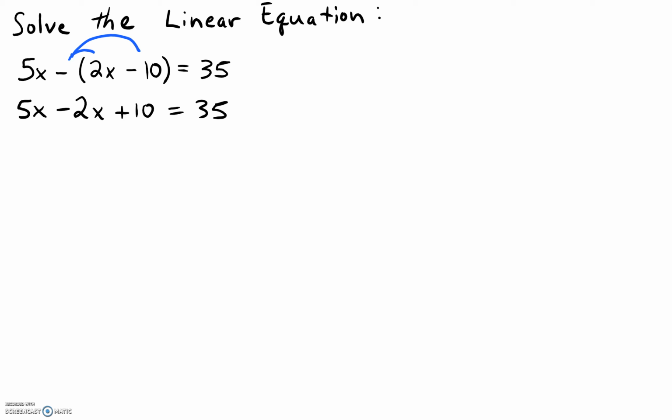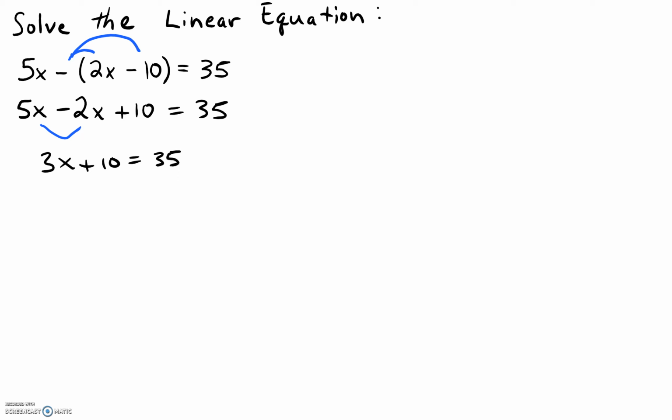Now we've simplified this to 5x minus 2x plus 10 equals 35. So we can go ahead and combine the 5x and the 2x. If you have 5 of something minus 2 of something, it's just going to leave you with 3 of something. So we'll have 3x plus 10 equals 35.